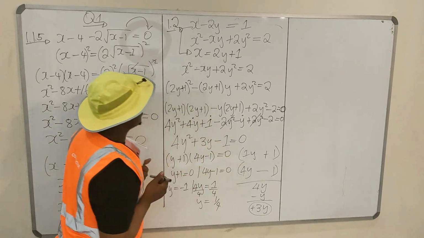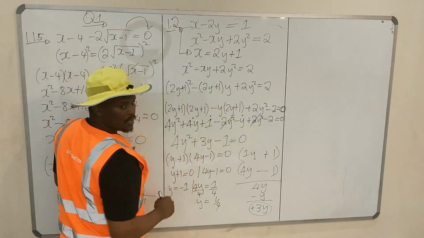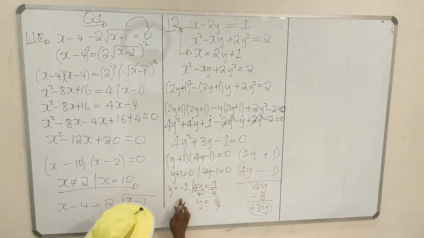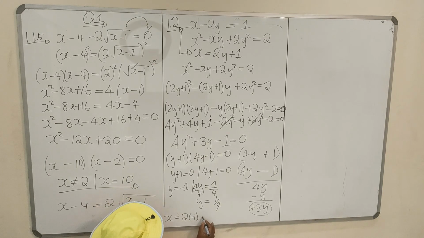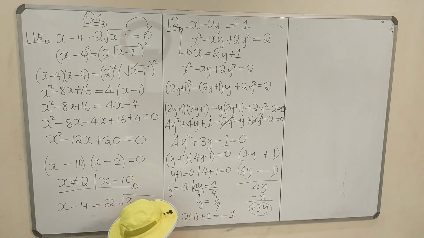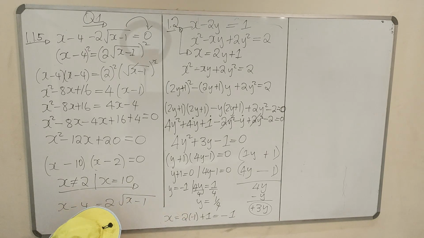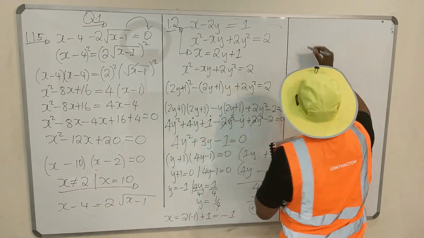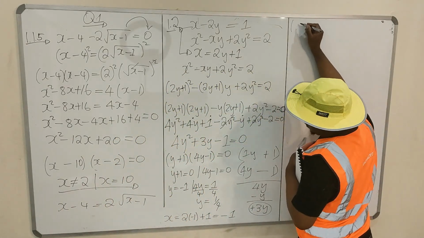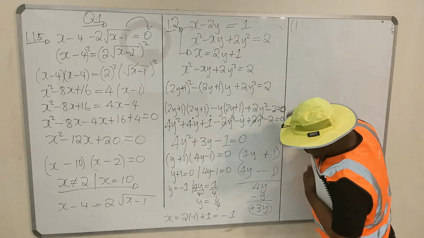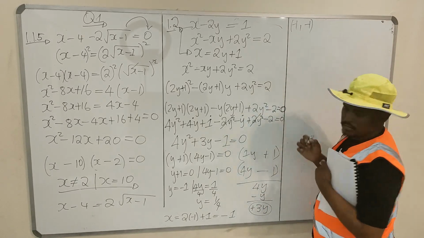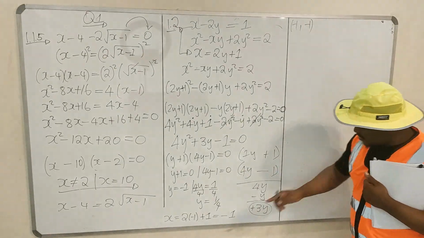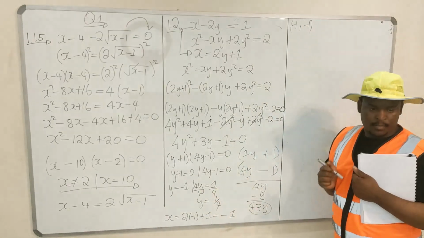So we have defined x to be 2 times y plus 1, right? So if your y is minus 1, your x is equal to 2 times minus 1 plus 1, which gives you the answer minus 1. Are you happy? So your coordinates for this are minus 1 and minus 1, because your x is minus 1 and your y is minus 1.